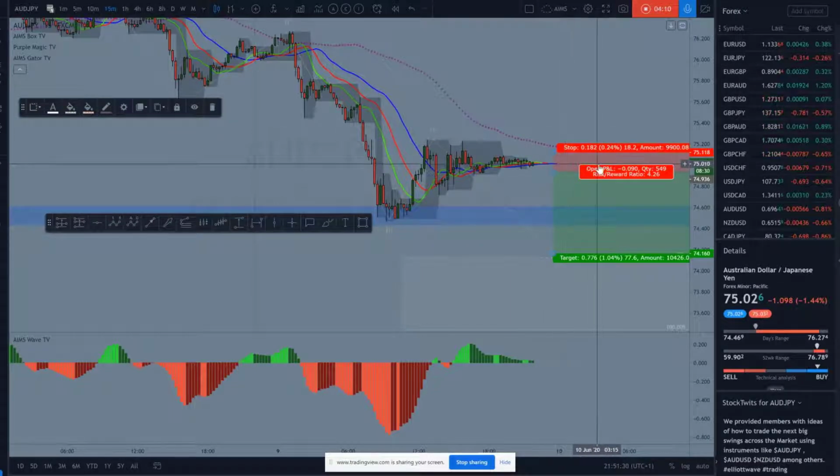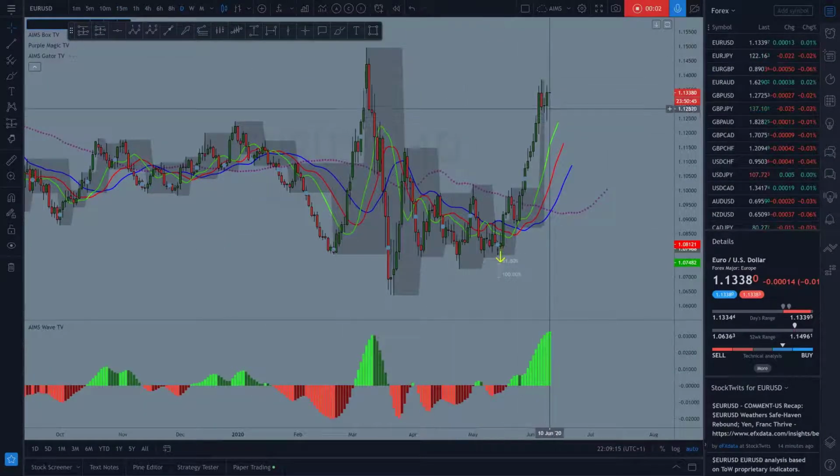If it stayed sideways all the way till the morning, which is this time here, 7 o'clock, then I could probably trade it short during the Frankfurt session as well. So that is the Australian dollar against the yen.